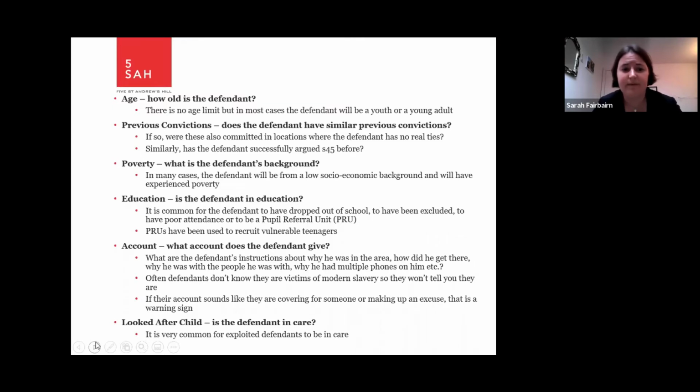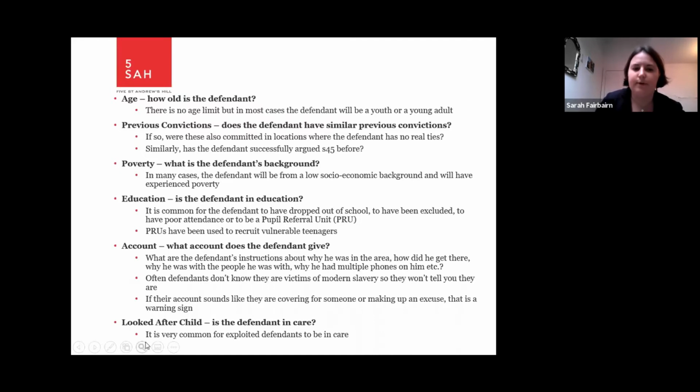The second P is poverty. So what's the defendant's background? Sadly, it's very common for a lot of these Section 45 cases to have a defendant who's from a low socioeconomic background, experience of poverty and deprivation. And taken together with the E, education, is the defendant in education? Now, this is particularly relevant when dealing with youths, of course. And it's very common for defendants to have dropped out of school, to have been excluded, to have very poor attendance, or be in a pupil referral unit, which is known as a PRU.